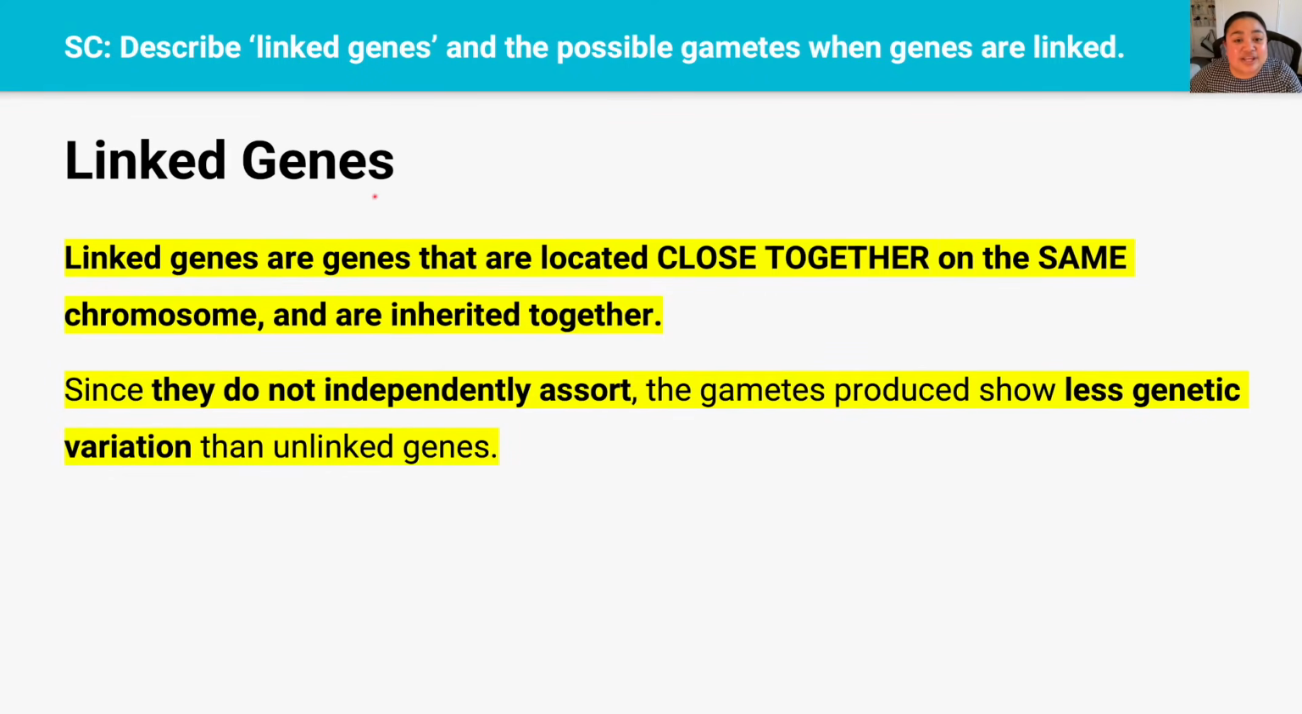Linked genes are genes that are located close on the same chromosome. Because they're physically joined, they tend to be inherited together. Since linked genes are on the same chromosome, it is impossible for linked genes to independently assort. As a result, the gametes produced show less genetic variation than unlinked genes.